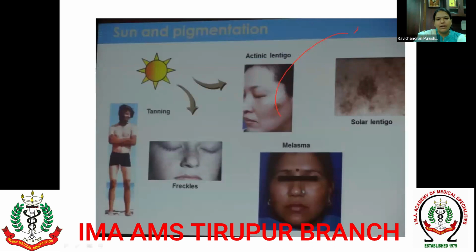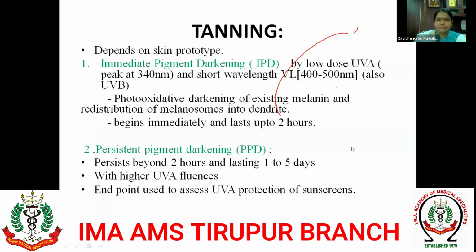What are the pigmentary conditions triggered by sun exposure? What we come across is tanning. When we go for outdoor activity, or go on vacation during summer, all these things will cause tanning. Then freckles, which we will see in pictures later. Actinic keratosis, which presents as single adherent plaques. Melasma, a hyperpigmented condition, and solar lentigines.